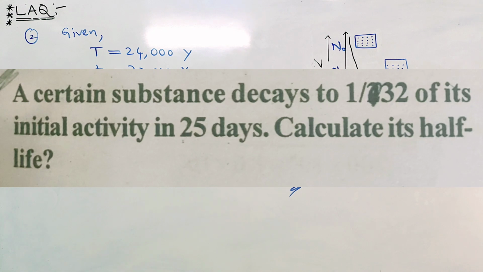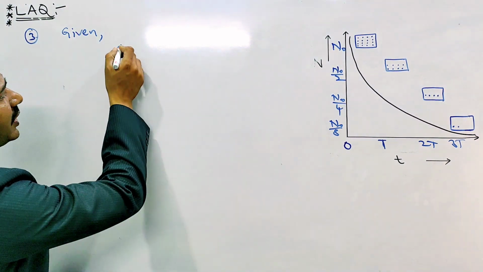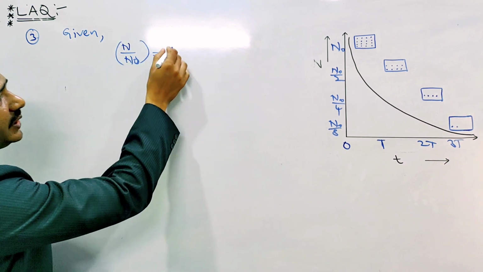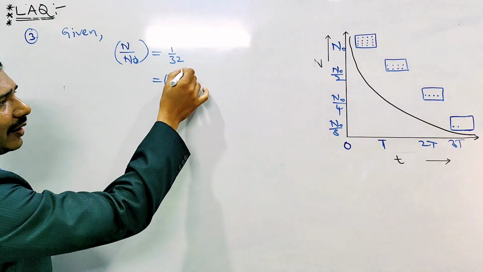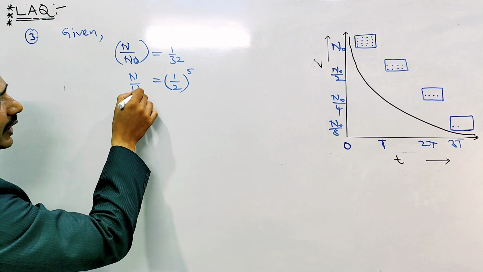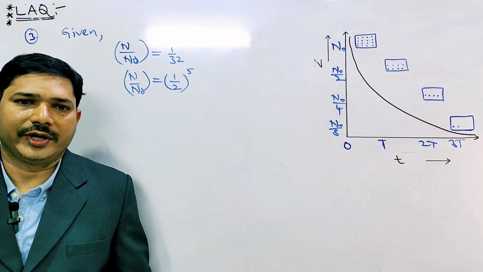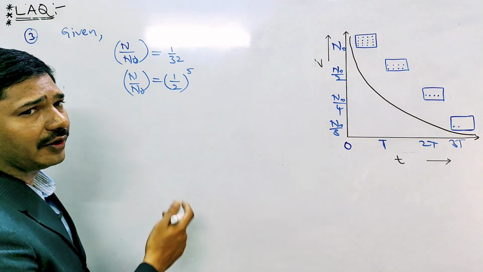A certain substance decays to 1 by 32 of its initial activity in 25 days. Calculate its half-life. In this question the fraction is given. How much is given? Fraction n by n naught value is given, 1 by 32. That means 1 by 2 whole power of 5 we can write. N by n naught equal to 1 by 2 whole power of 5. Why? Because 32 is 2 into 2 into 2 into 2 into 2. So 1 by 2 whole power of 5 you will get 1 by 32.